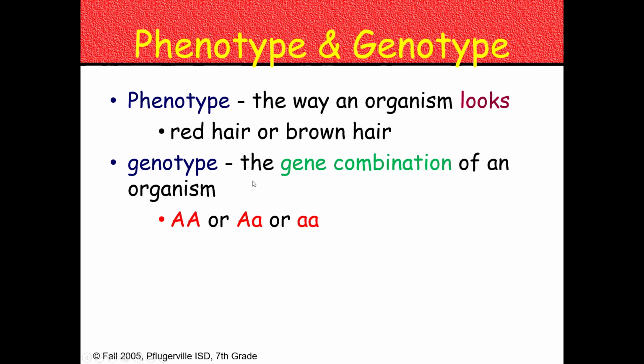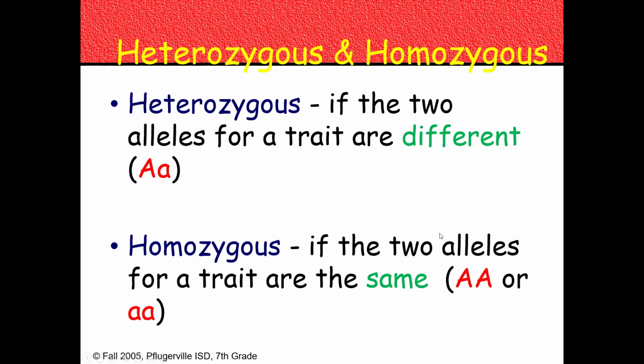Genotype is your gene combinations, and that's internal. So are you 2 capital letters, dominant? Are you 1 capital, 1 lowercase, which is called heterozygous? Or are you 2 lowercase letters, which is homozygous recessive? So, what are your genes? This is a lot harder to see without doing a whole lot of test crosses or sequencing your DNA. So this is not a part of you that I can just see by looking at you.